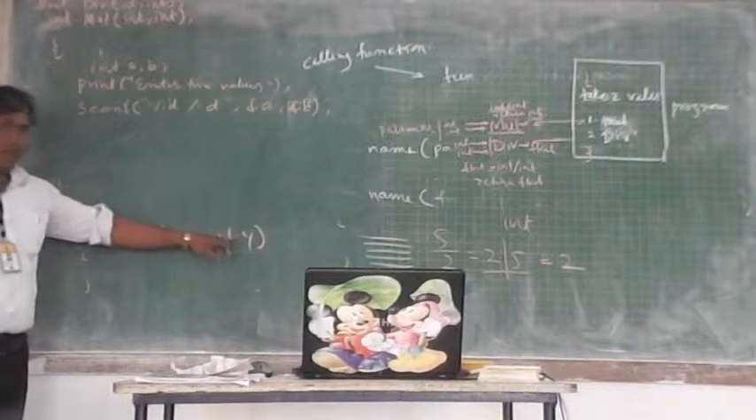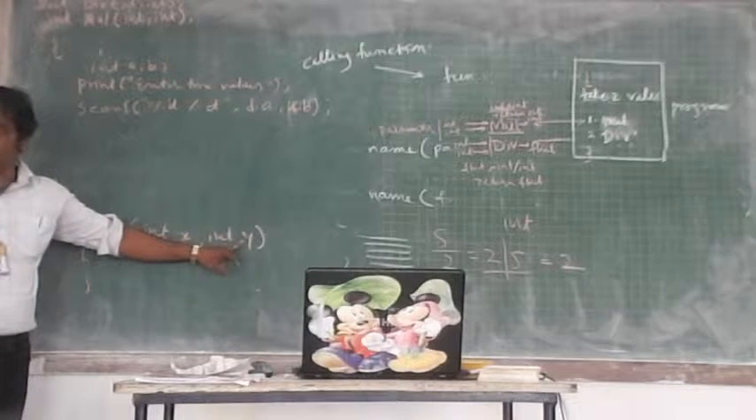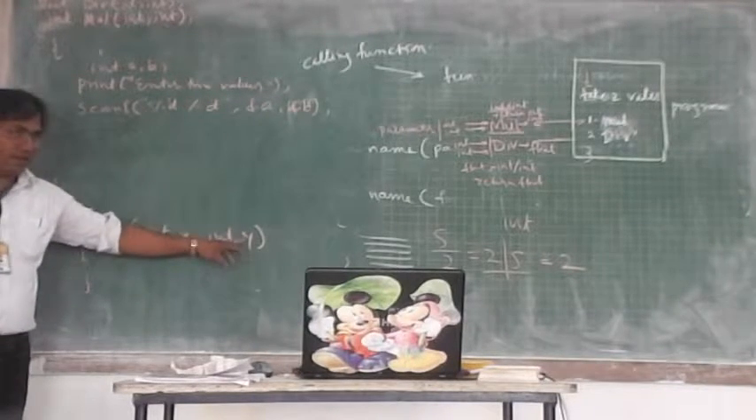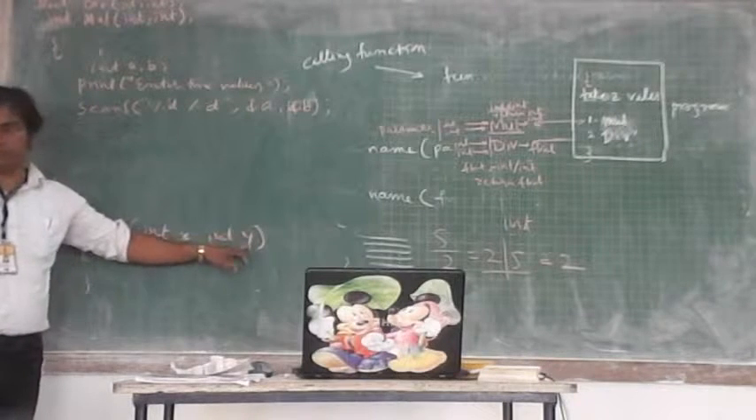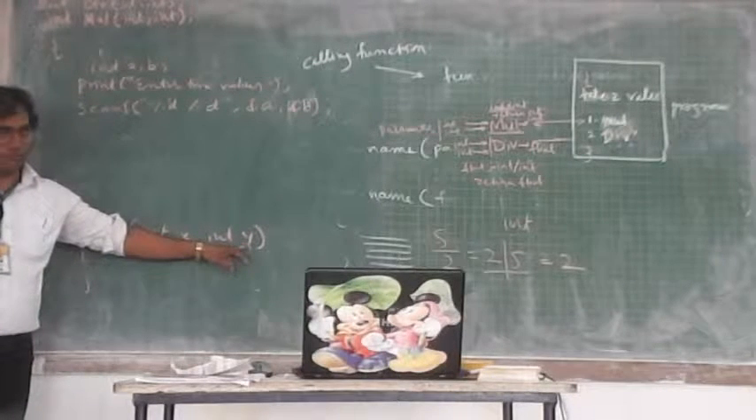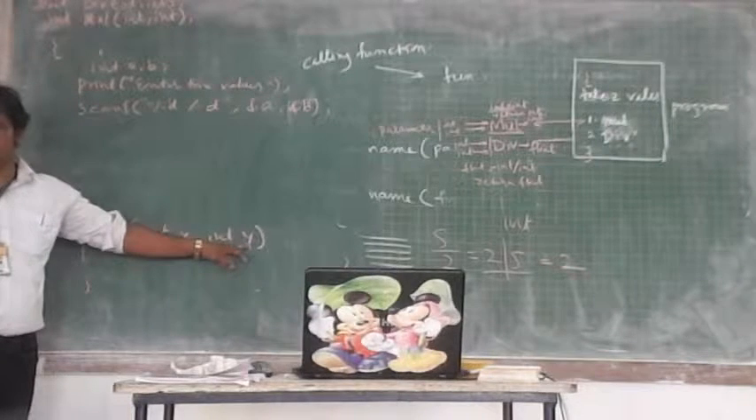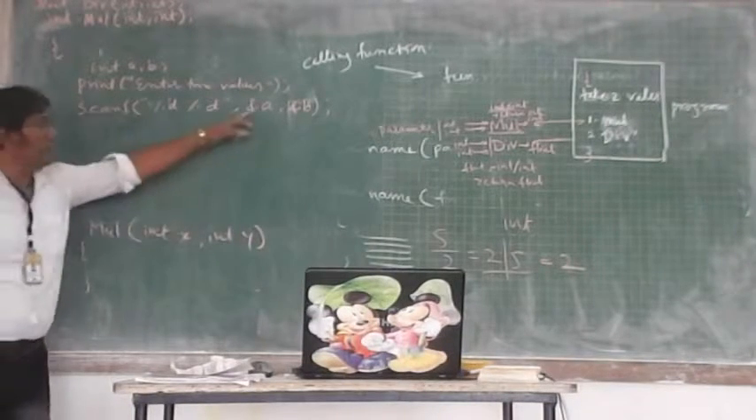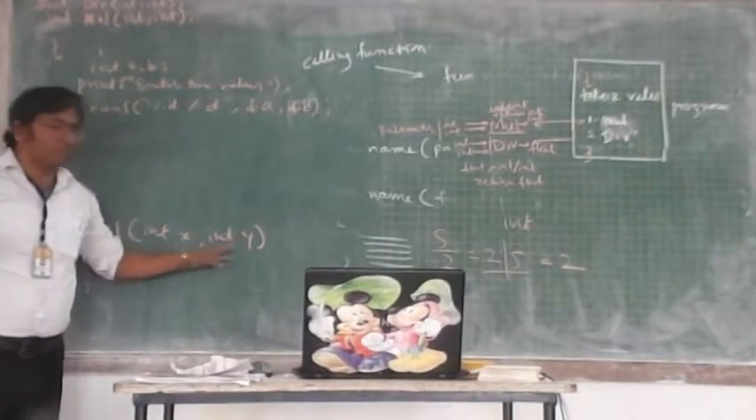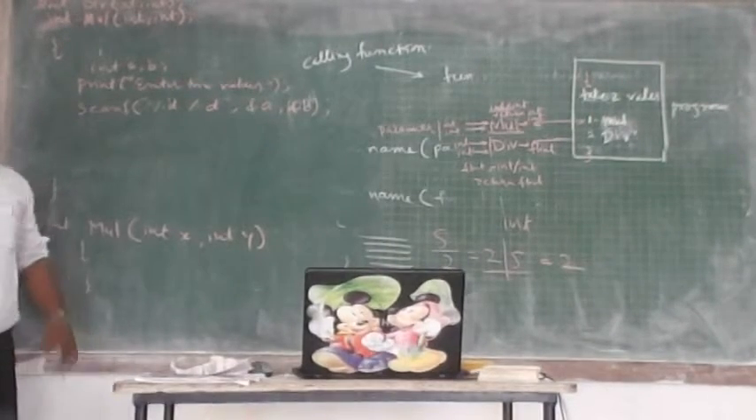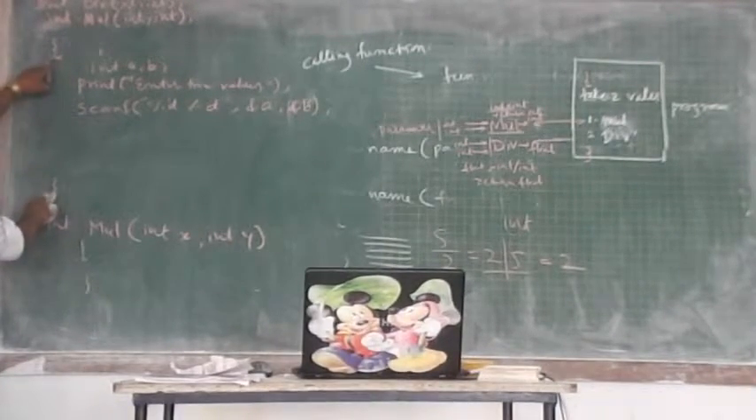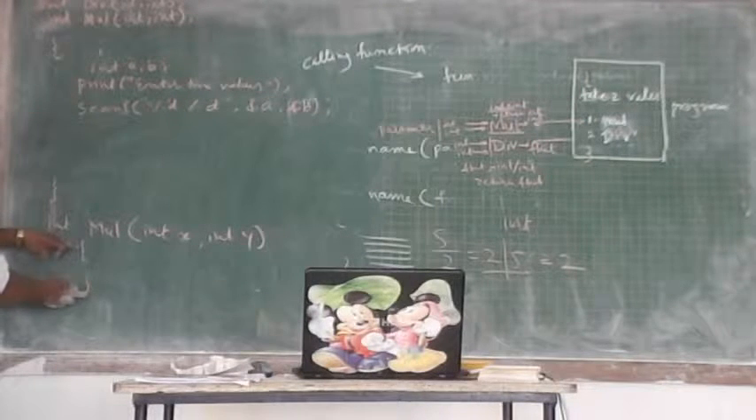See, x and y. I consider by my own. It will take two values, and the names of those two variables you can choose as you wish, okay? Not necessary that a and b, this a and b and this x and y, they don't have any relation, because this is one separate program and this is another part of the program.